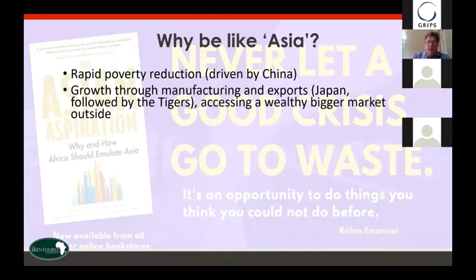The growth methodology of Asia is very attractive. Growing through manufactures and exports, as was started by Japan and then replicated in some shape and form by the Tigers and Cubs and others. In a sense, accessing a wealthier importing market outside is ostensibly the model. So it's all about a model of low-cost production, skilling a workforce, capital investments, and then improving integration logistically, particularly with the global economy.